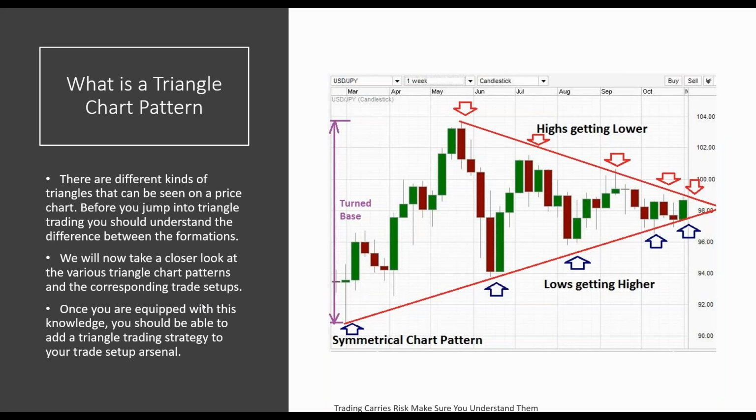So we have the standard triangles: the ascending triangle, the descending triangle, and the symmetrical triangle. A symmetrical triangle is just defined as when the support and resistance lines, the lines above and below price, are moving at the same angular degree.